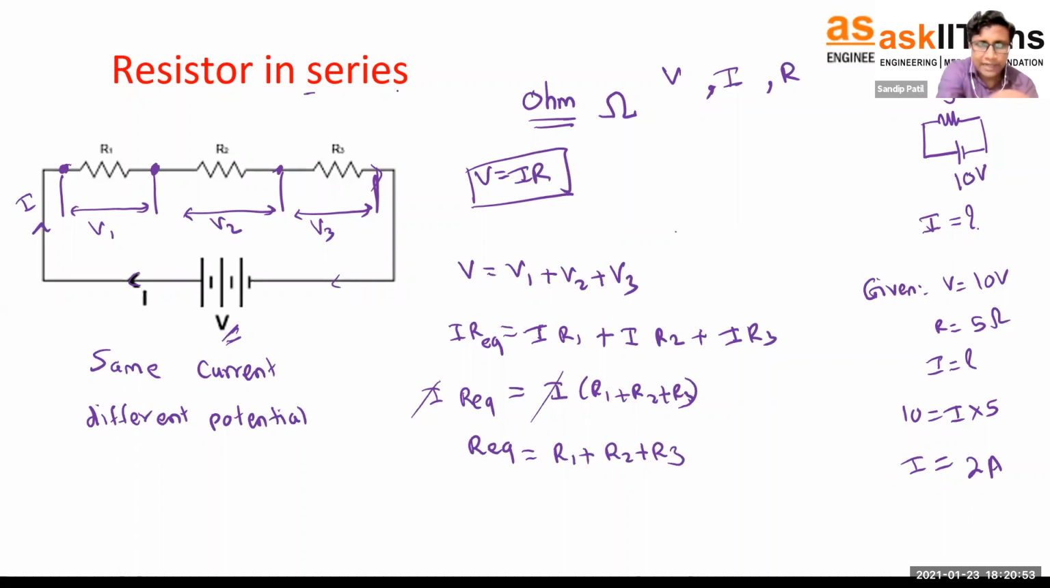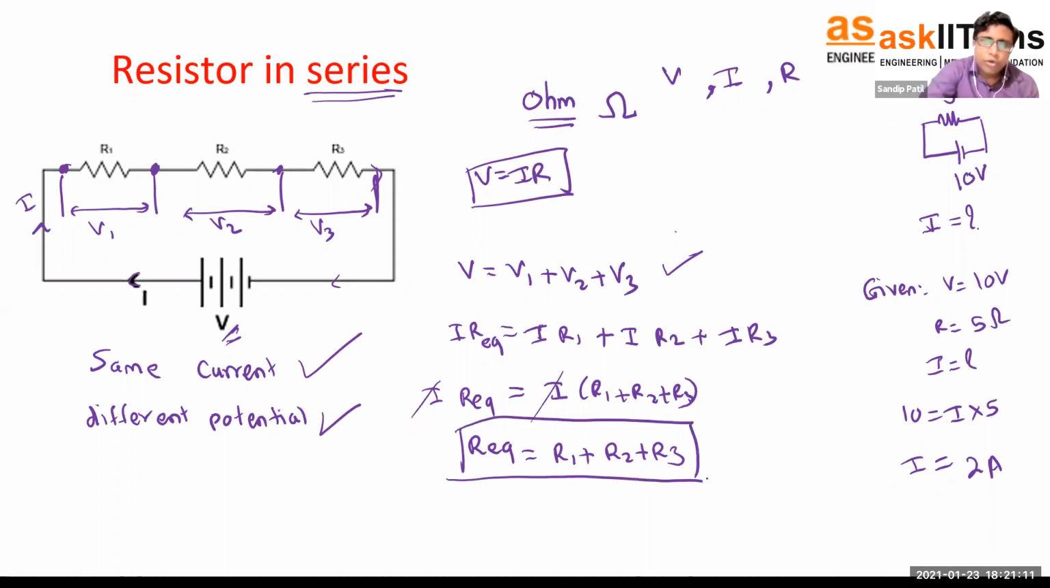So remember very carefully, when we say resistances are connected in series, there should be same current but different potential. So the potential is different. So I am going to say V is equal to V1 plus V2 plus V3. And using all this, I'm going to get one very simple formula. So the formula says just add all those things, so you'll get the equivalent resistance.